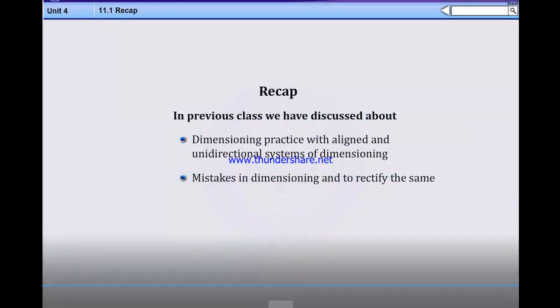Now with this we have to conclude this lesson on dimensioning practice with aligned and unidirectional system of dimensioning, and we have learned some mistakes by practicing the dimensioning and to rectify the same in this lesson.